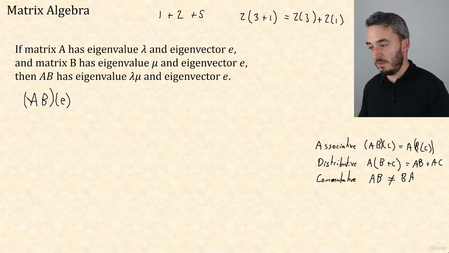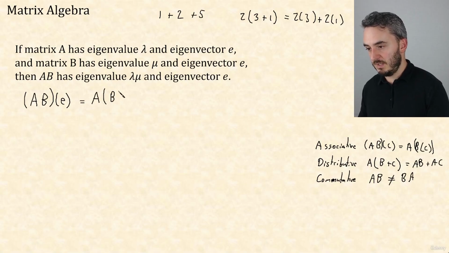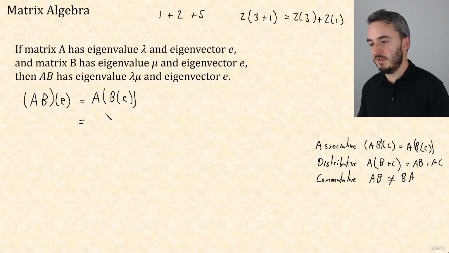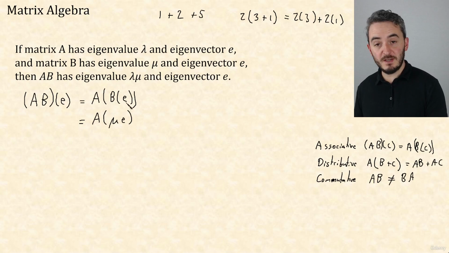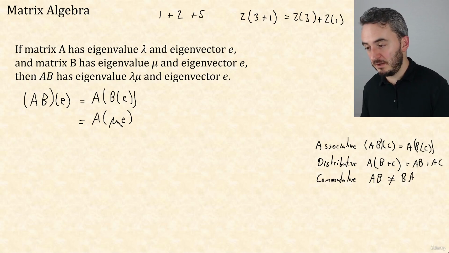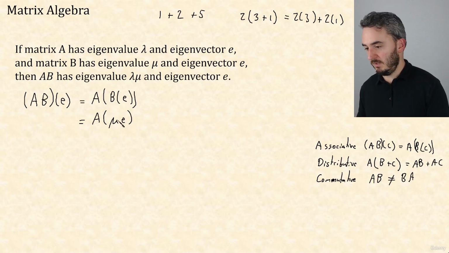It means that you can either work out AB first, or you can do B of E first. So A times B of E. Now, what is B of E? Well, E is an eigenvector of B with eigenvalue mu. So that's A times mu E. Remember, by definition, since E is the eigenvector of B with an eigenvalue of mu, B of E is mu E. Now that's just a constant, so we can pull that out.